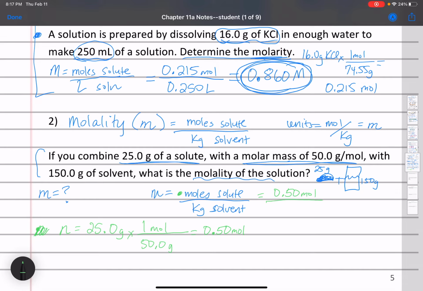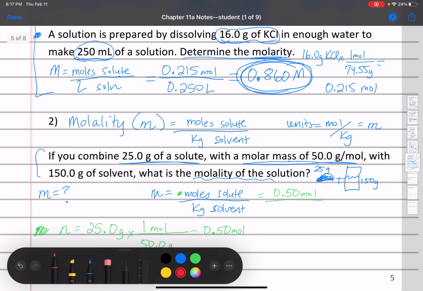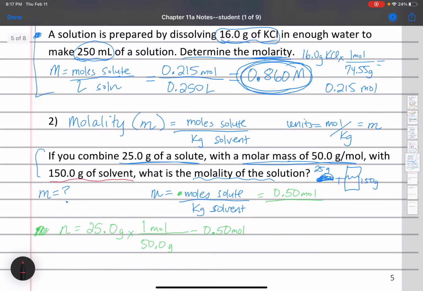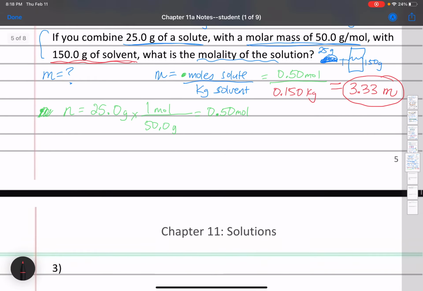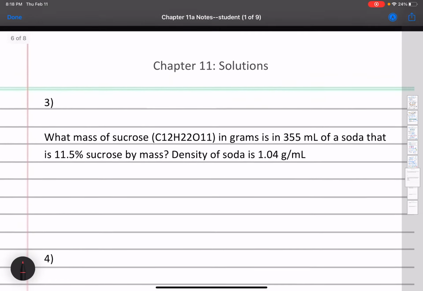So I'm going to plug that in up here in my equation for molality. And now I need to know how many kilograms of solvent I have. Well, it tells me how many grams of solvent I have, so I just divide that by 1,000 to turn it into kilograms. 0.150 kilograms. And now I do the math. 0.5 divided by 0.150 is 3.33 moles per kilogram, or a 3.33 molal solution. All right, so that's two ways.